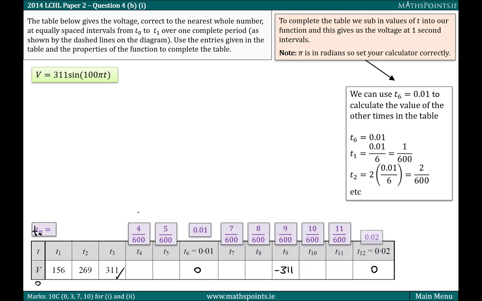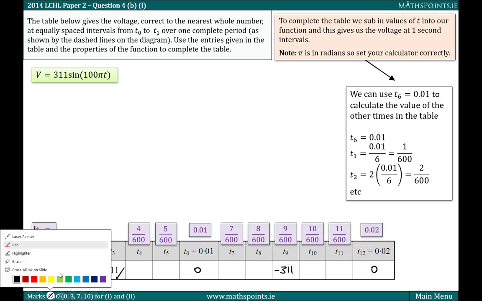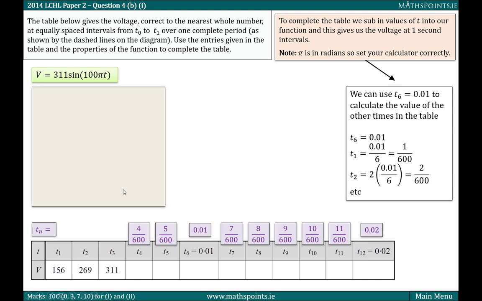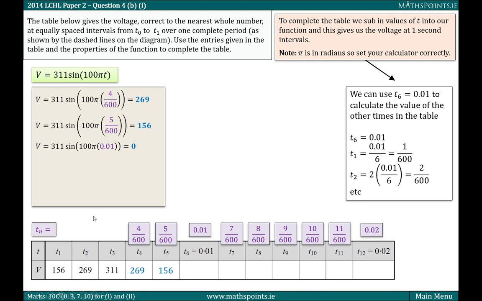Now, like I said, we've put in a couple of them there ourselves. We'll confirm those when we put in the times. But if we sub in 4 out of 600, we get 269. Sub in 5 out of 600, we get 156. 6 out of 600 is the 0.01. So we saw that that was going to be 0. 7 out of 600 is minus 156.